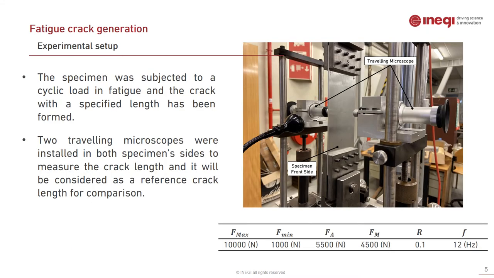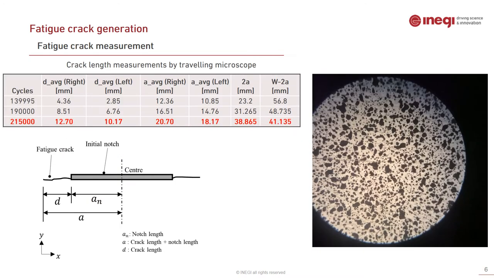This is the configuration of the fatigue loading test. Two traveling microscopes were installed in the front and rear side of the specimen in order to measure the crack. And the table reports the loading condition with the maximum load, minimum load, frequency, and also the ratio. These two traveling microscopes are responsible for the crack measurement, and this measured crack is considered as the reference crack length.